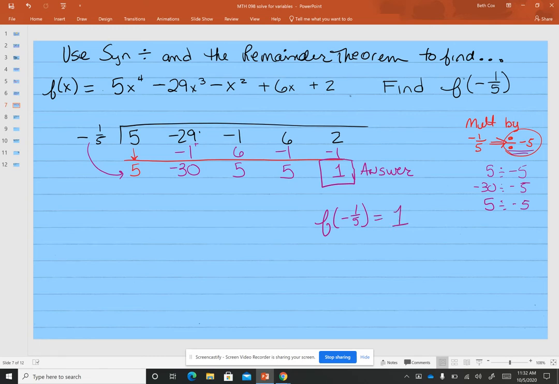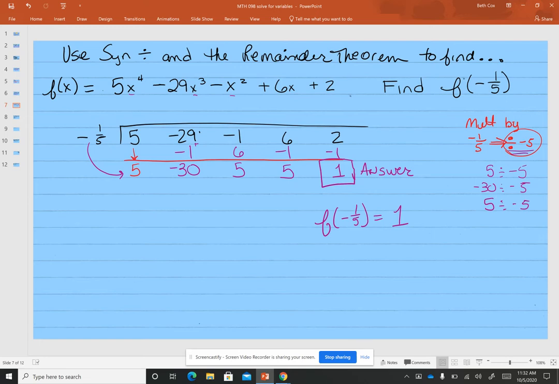Now, if you want to go ahead and plug in that negative 1/5 into each one of these x's and raise them to those designated powers, you just go right ahead. But this was a whole lot easier. So that is why we use synthetic division sometimes to do the f of a number, because synthetic division can make things easier. Okay, so this is just one of the little things that can happen with synthetic division. But this is not our main purpose, but it's related to our main purpose.